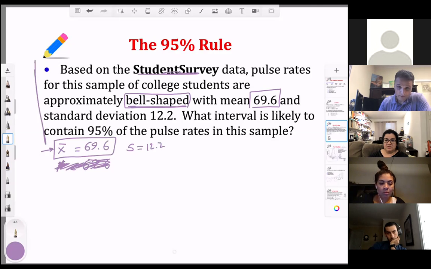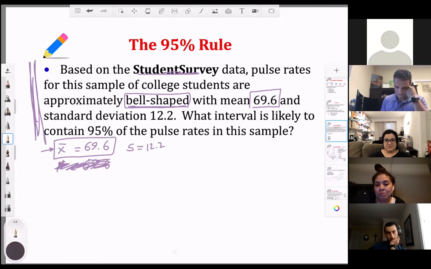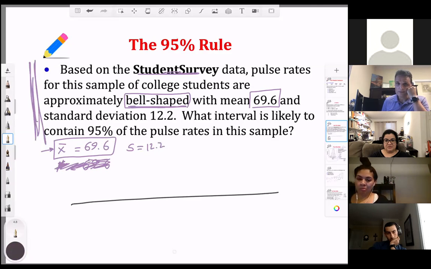We read it a few times to make sense of it. Then we start drawing something. Draw a line. We know they said bell shape, so we know it has to be something like this, like a mountain.